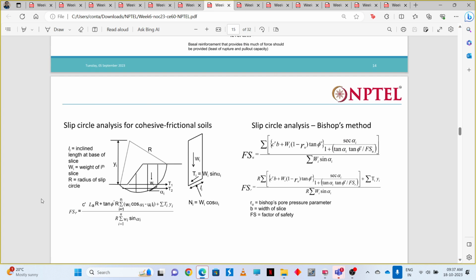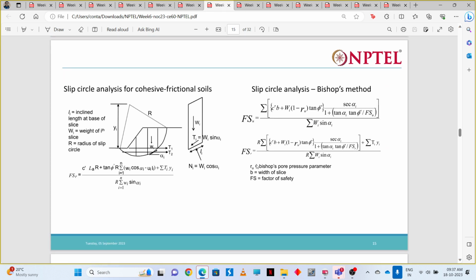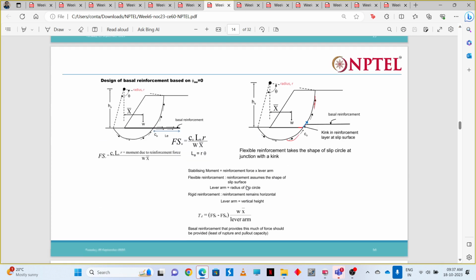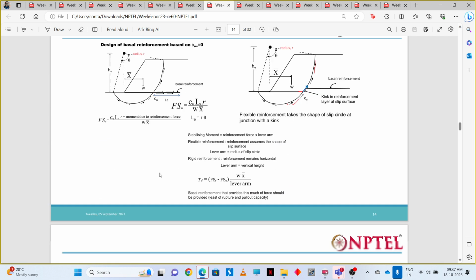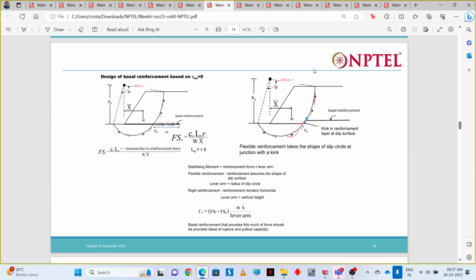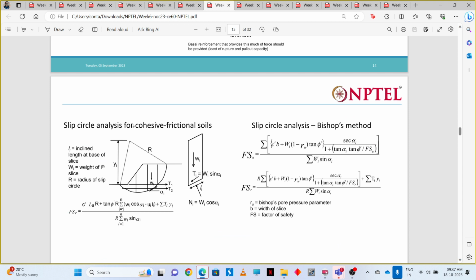We actually need the slip circle. For completely cohesive soils, this wedge analysis is not required. Directly this slip circle analysis we can do. But if the soil is a cohesive c-phi soil, then we need to do this slip circle analysis with wedges. We first need to assume a slip circle, then divide it into a certain number of wedges.